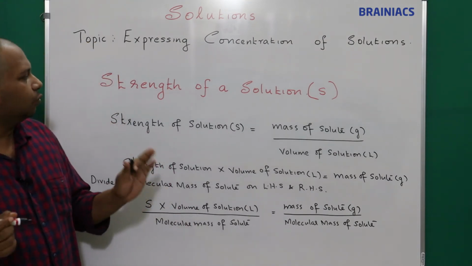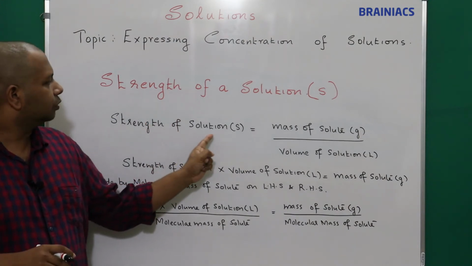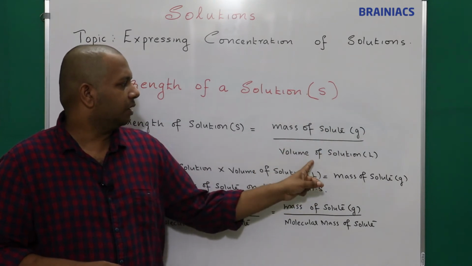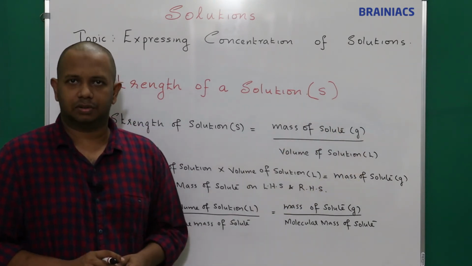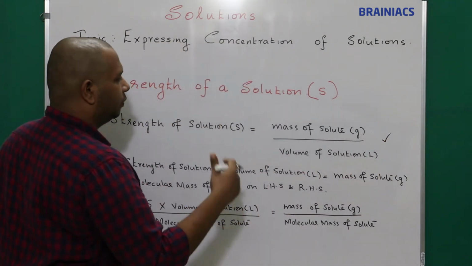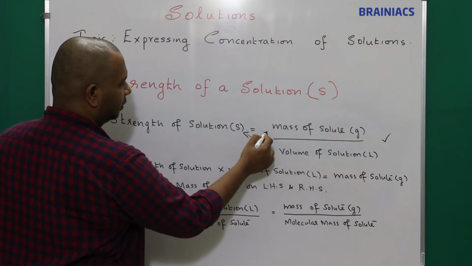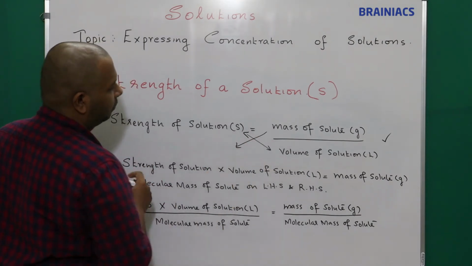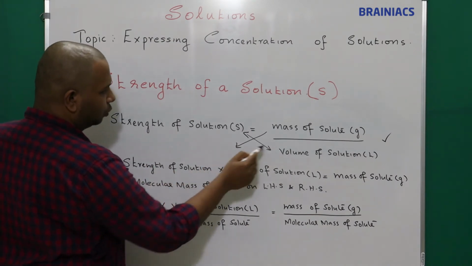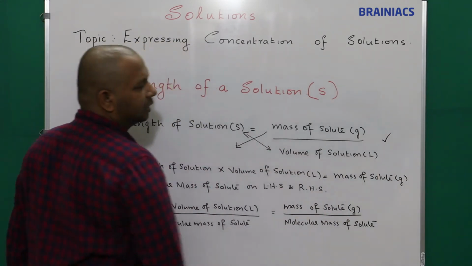For that, what you need to do is first define strength of the solution. We know that strength of the solution is equal to mass of the solute in gram divided by volume of the solution in liters. This is what we have learned just now. Now we are cross multiplying it, so this is multiplied with this one and this is multiplied by 1. On cross multiplying we can see strength of the solution into volume of the solution in liters is equal to mass of the solute in gram.